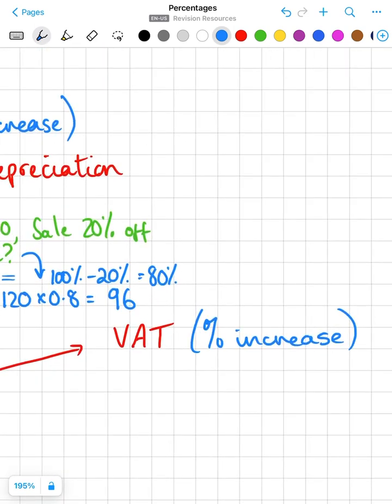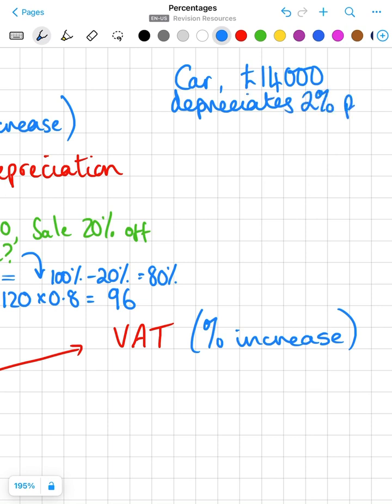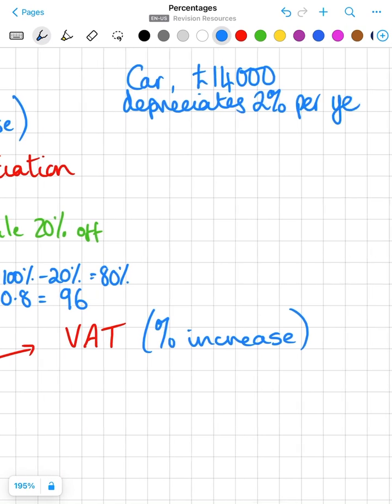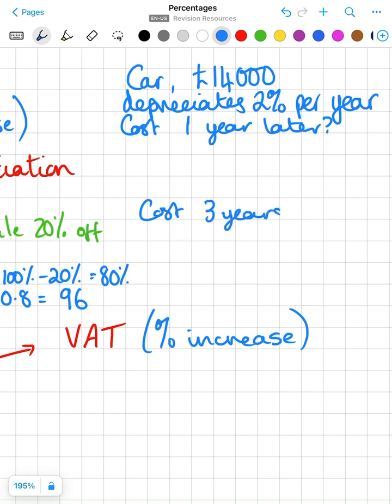Now, depreciation is where something decreases in value over time. Let's say you buy a car for £14,000 and it depreciates at a rate of 2% per year. So every year it's worth 2% less. What's the cost of the car 1 year later? And then what's the cost of the car 3 years later? Now this is going to help us with our compound interest.